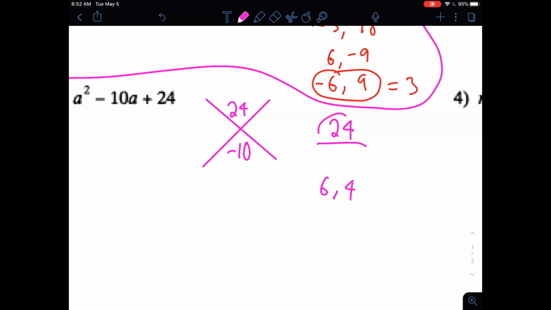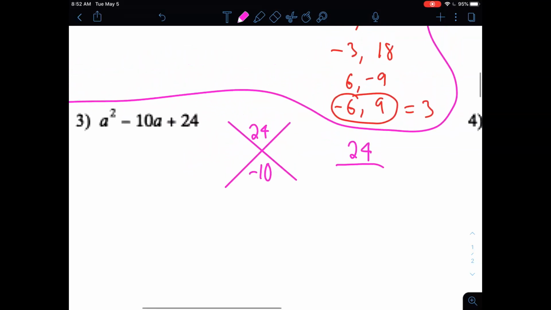Actually, if we have a positive C value and a middle B value that's negative, these both have to be negative because they need to multiply to a positive. Two negatives multiply to a positive, and two negatives add to a negative. So that's kind of tricky too. If the C value is positive but the B value is negative, they're going to be two negative numbers.